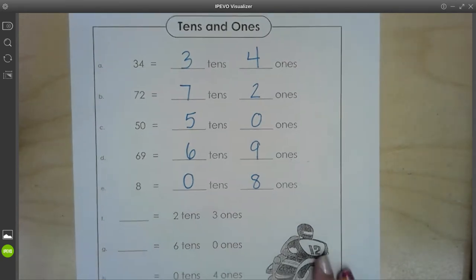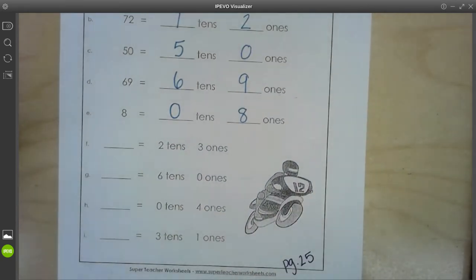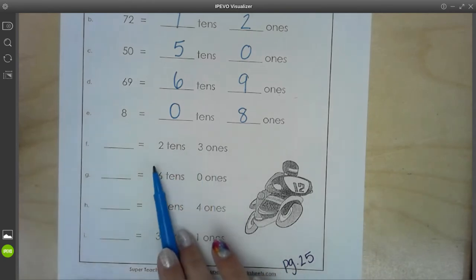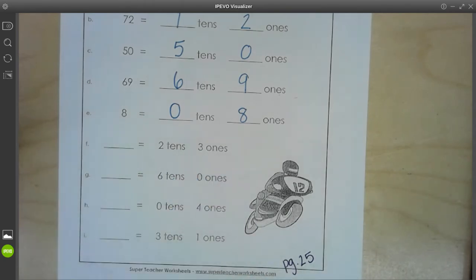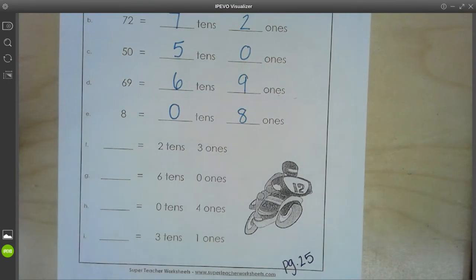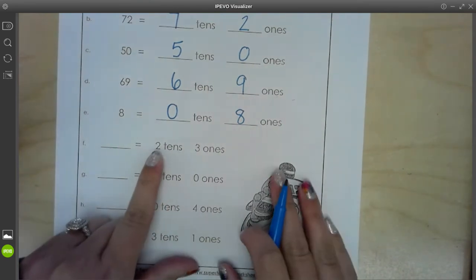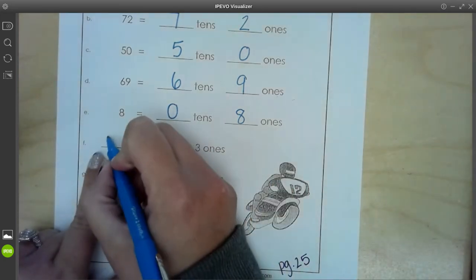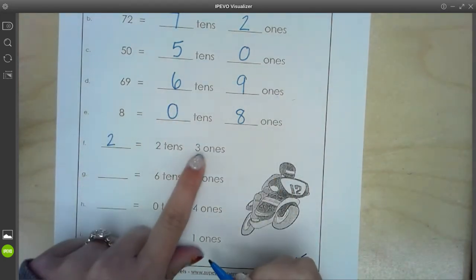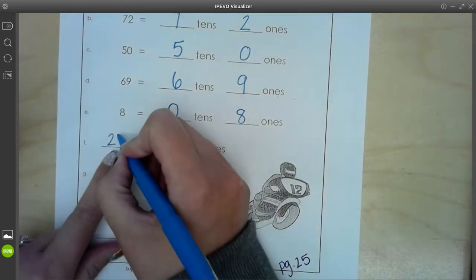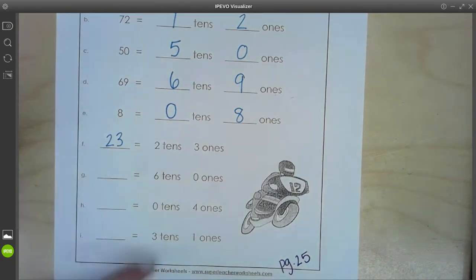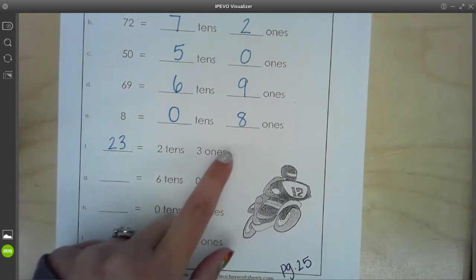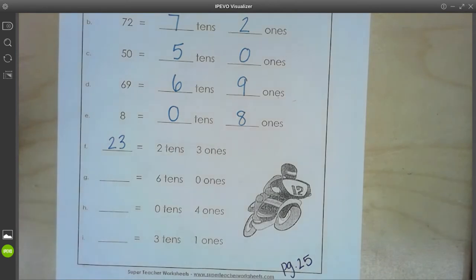Okay, now for this next section, they tell us how many tens and ones, and we have to write the number. So it's the opposite of what we did up here. Here they tell us 2 tens, so I'm going to put a 2 in the 10 spot, and 3 ones, so I'm going to put a 3 in the 1 spot. So 2 tens and 3 ones is the number 23.